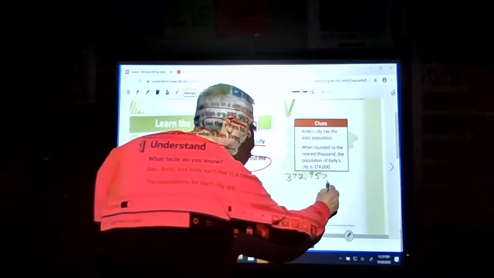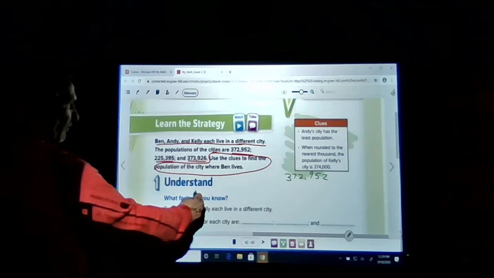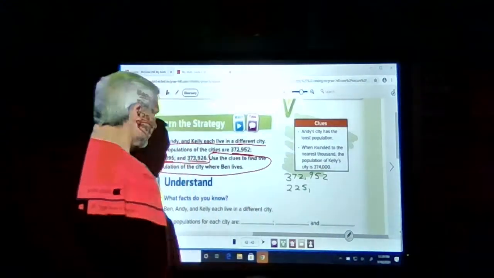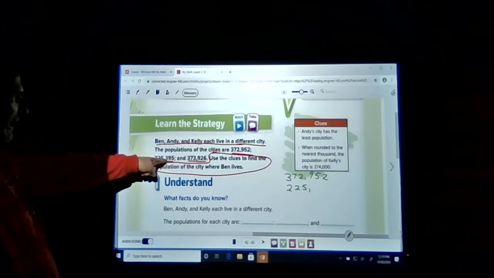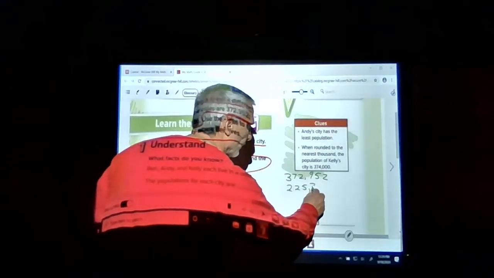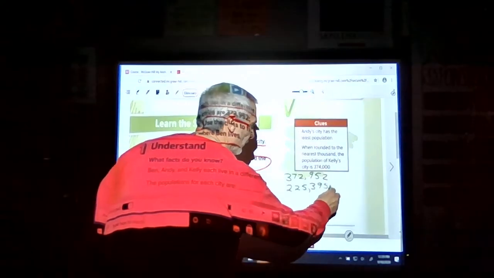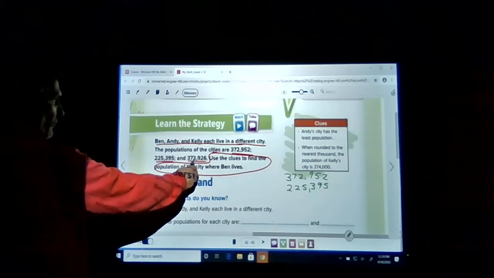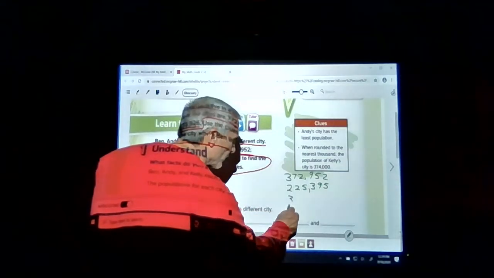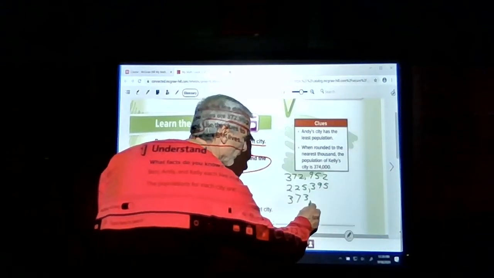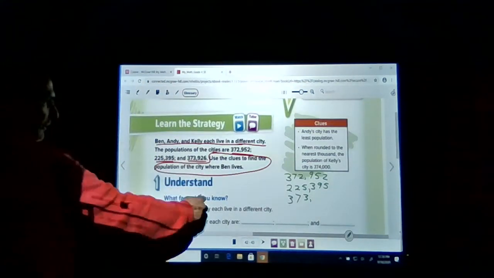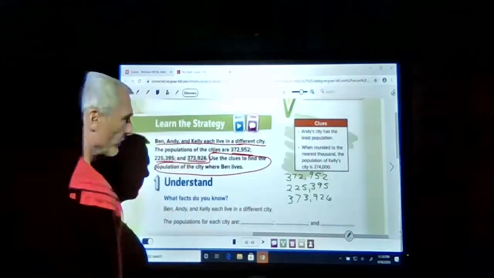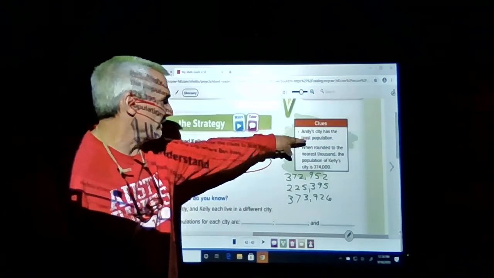372,952. And then let's put 225,000 with our 1,000. And we don't say and, but 395. Write it big enough so you can keep the ones and the tens and the hundreds in a nice line. The last one is 373,000. There's the 1,000. 926. Well, Andy's city has the least.